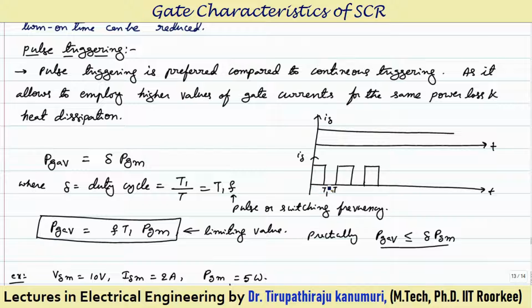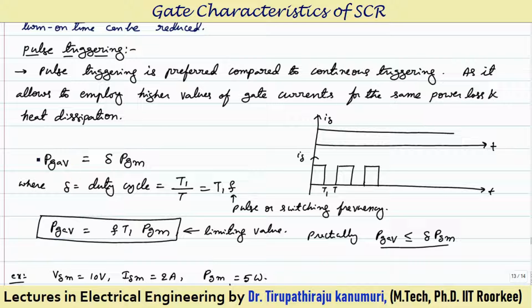Whenever you are applying the series of pulses, the power is generated only during this time, that means between 0 to T1. Between T1 to T, no power is dissipated. So even though the instantaneous power generated is more, the average power dissipated will decrease. Or we can say that for the given limit of the average power dissipation, we can increase the magnitude of the pulse because we are breaking for some time. That's why pulse triggering is preferred compared to continuous triggering, as it allows us to employ higher values of the gate current for the same power loss and heat dissipation.